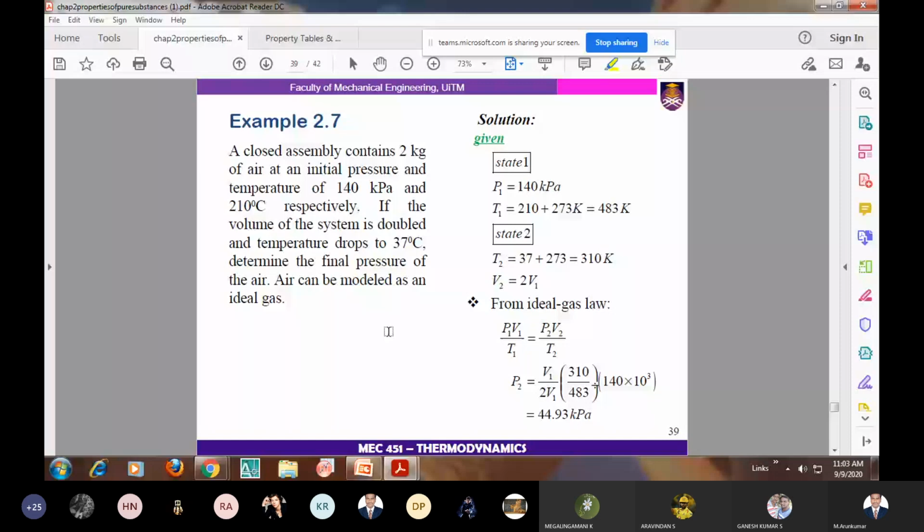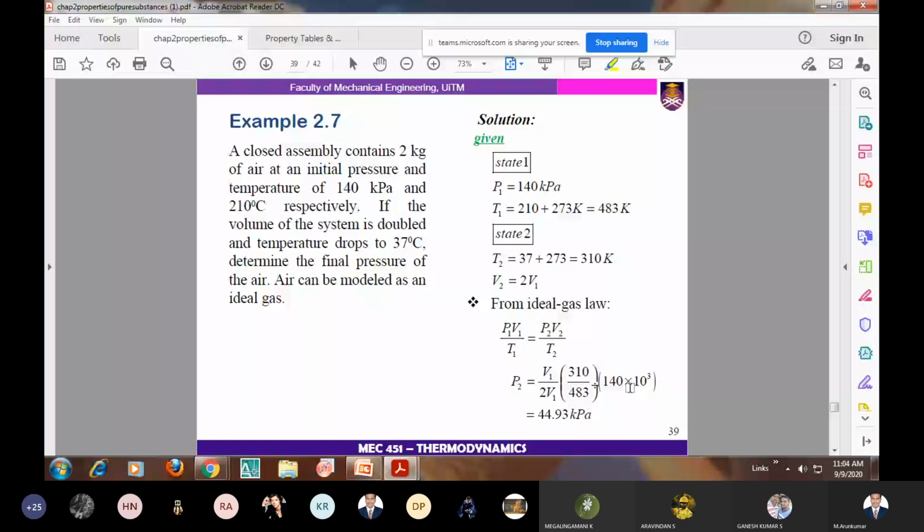Just try to solve from your end. Use a scientific calculator, only then can we get the practice. Otherwise, you don't know where to enter the values. The pressure and volumes will be in kilopascals and the temperature in kelvins, so you have to substitute carefully. The pressure is in kilopascal, so convert it into Pascal.